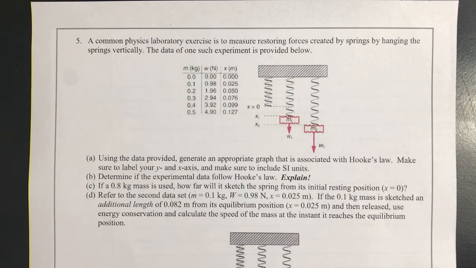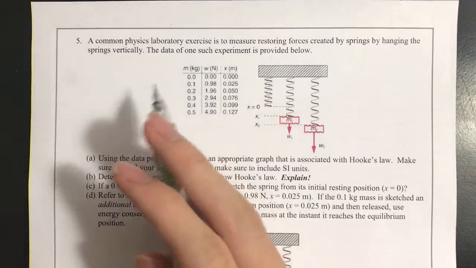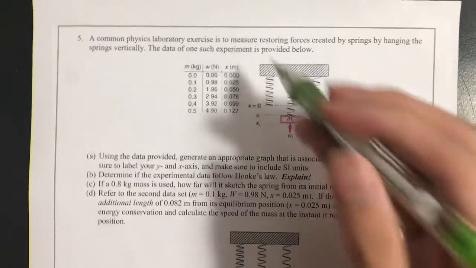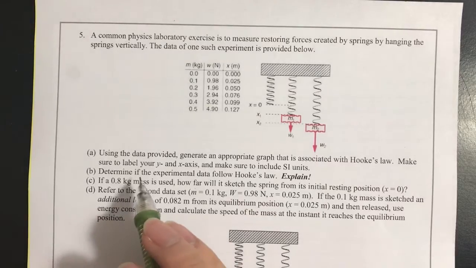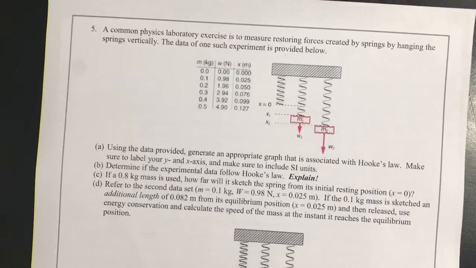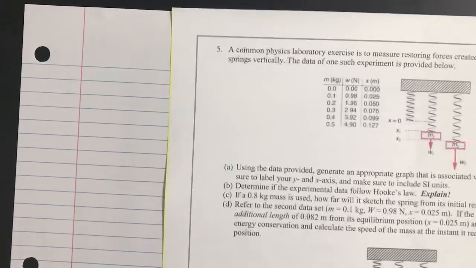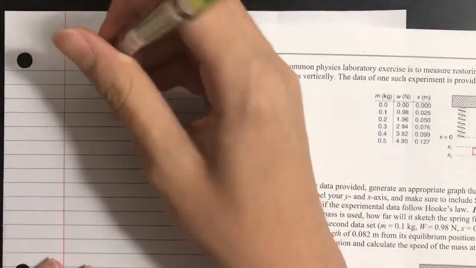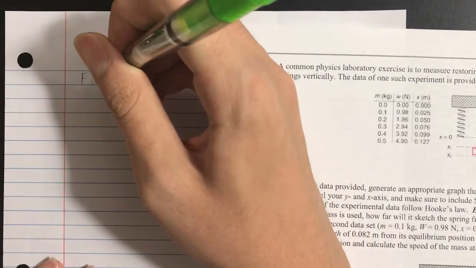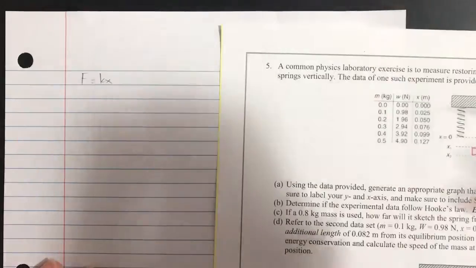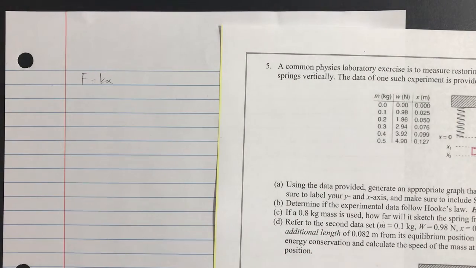Let's get started. Here's a common physics laboratory exercise with data of an experiment provided below. Using the data provided, generate an appropriate graph that is associated with Hooke's law. So, we'll leave the graph to the side. Okay, Hooke's law is force equals spring constant times the distance the spring is stretched or compressed.